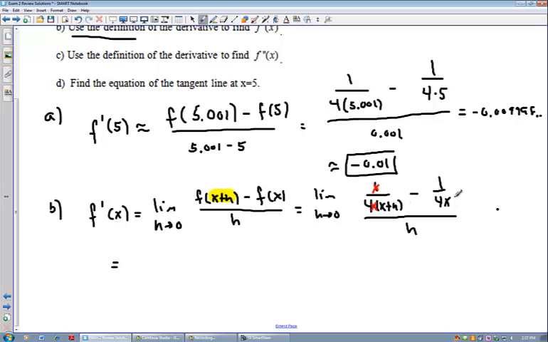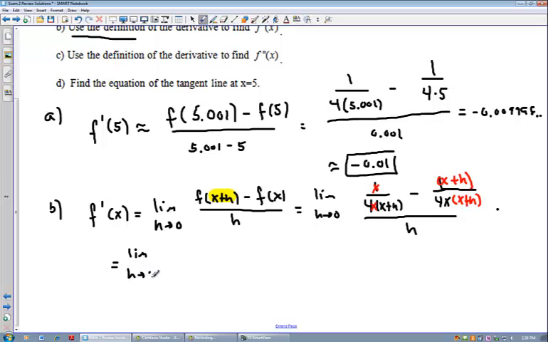And now I have an x plus h over here, so I want one over here too. So I have a common denominator now, and if I put it down there, I better put it up here. Otherwise, I won't have the same fraction as I did before. And so now I can bring these two fractions together because I have a common denominator.